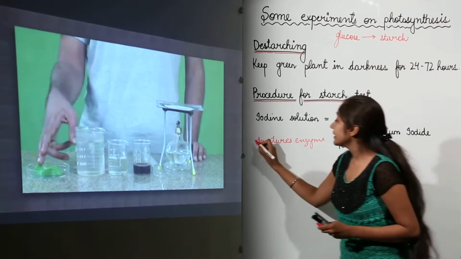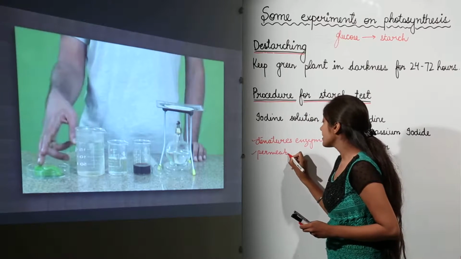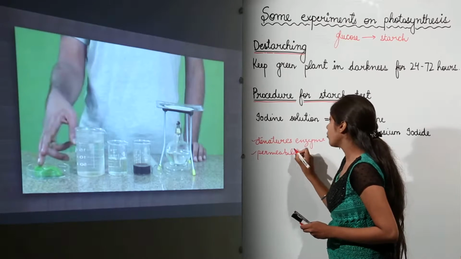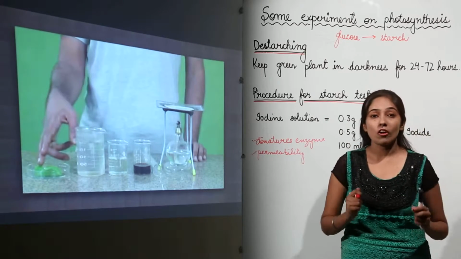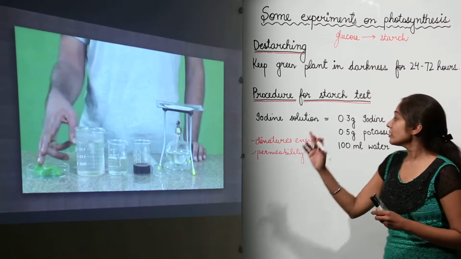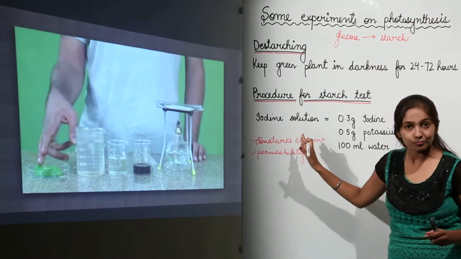Secondly, this ensures permeability of the iodine solution. Since when we boil the leaf in boiling water, this is going to lead to the rupture of the cell wall, the rupture of the cell tissues. So this ensures more permeability of the iodine solution.